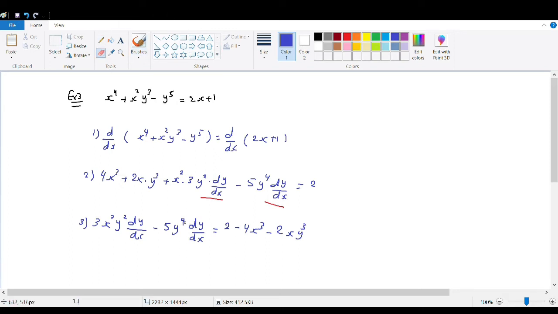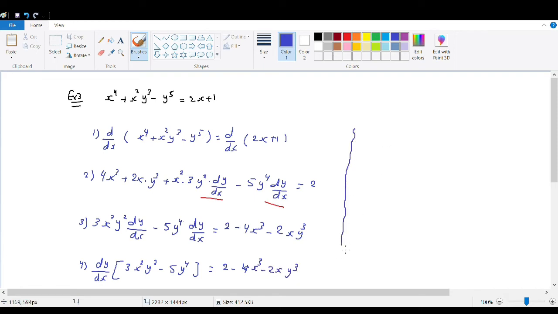So we collect all the terms that contain dy over dx on one side and move all other terms to the other side. Now from these two we need to take dy over dx as a common factor, so we are left with 3x squared y squared minus 5y to the power 4 from here, which is equal to 2 minus 4x cubed minus 2xy cubed.